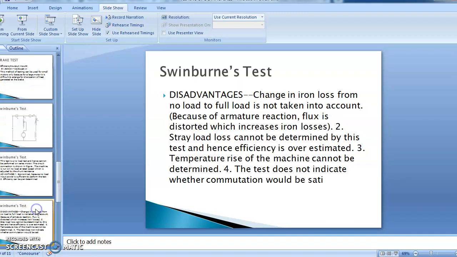And similarly, it has some disadvantages, like the change in the iron loss from no load to full load cannot be considered, because I think all of you know iron losses consist of hysteresis loss and eddy current loss. As a result, when the current changes, armature reaction occurs and the flux is distorted. What is armature reaction? The interaction between the main field flux and armature flux.